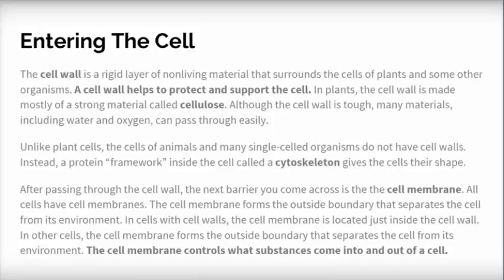Unlike plant cells, the cells of animals and many single-celled organisms do not have cell walls. Instead, a protein framework inside the cell called the cytoskeleton gives the cell its shape.